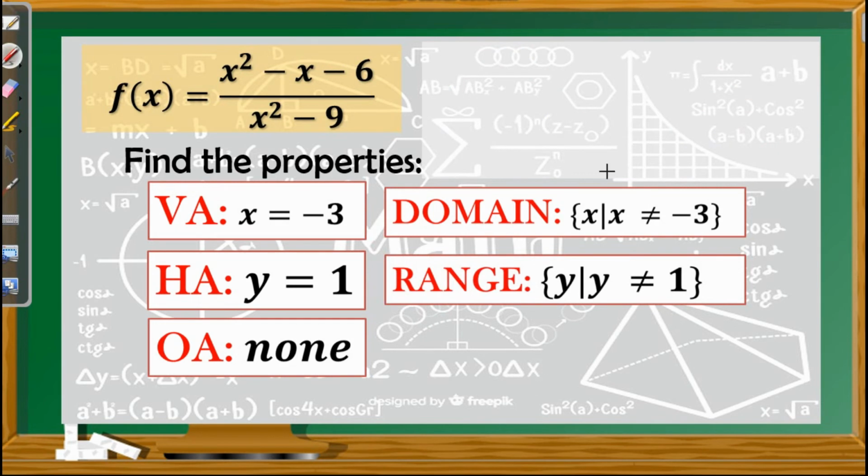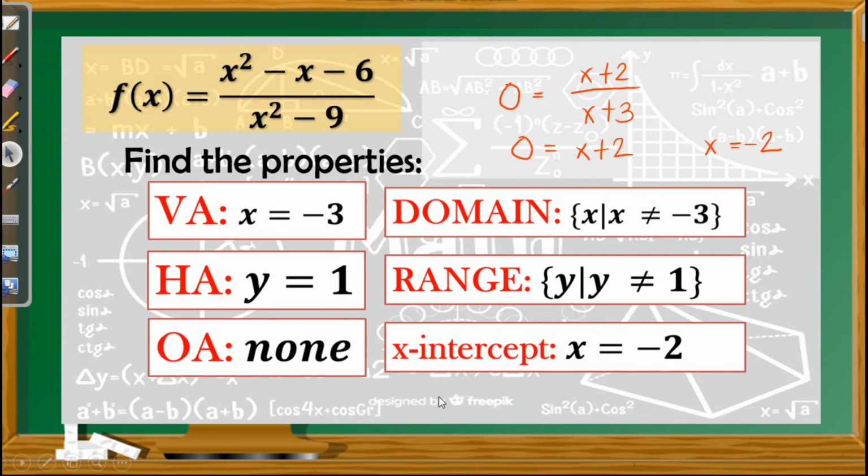As for the x-intercept, let y be 0. So we have 0 equals (x plus 2) over (x plus 3). Multiply the denominator to 0. So we have 0 equals x plus 2. Solve for x, we have x equals negative 2. So x equals negative 2 is our x-intercept.